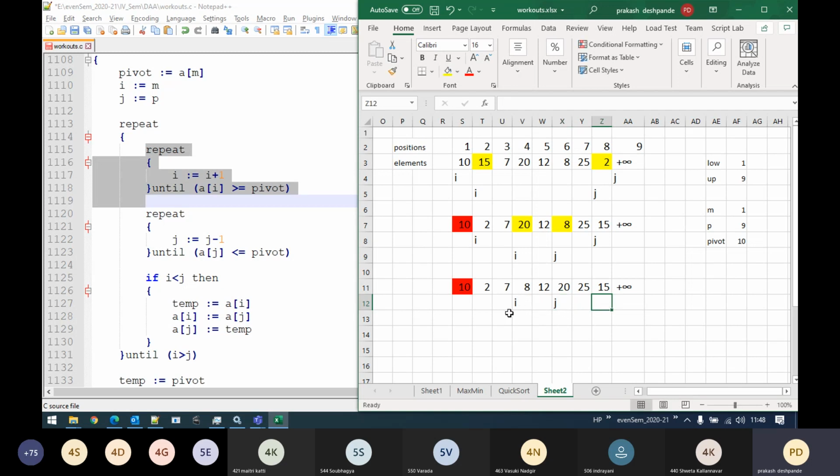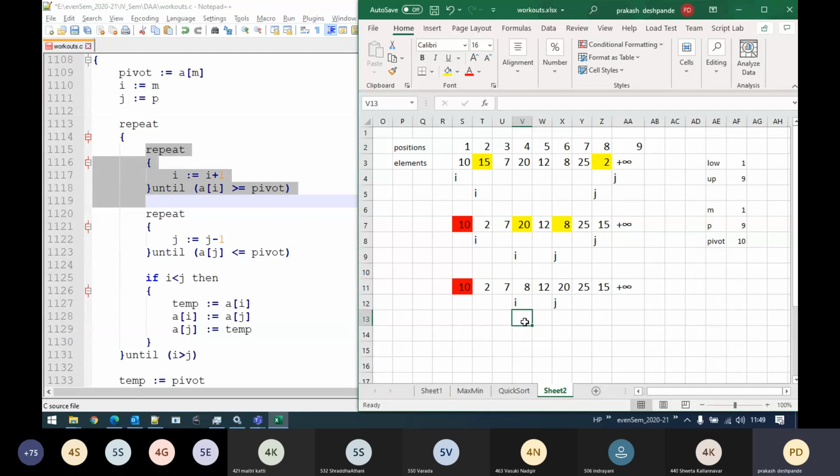Now again we need to do what? Check the condition in until. Is it false now? Is I greater than J? Is it still false? Yes, sir. I is 4, J is 6. 4 greater than 6 is false itself. So again, we need to repeat the statements. Means increment again I, decrement again J.